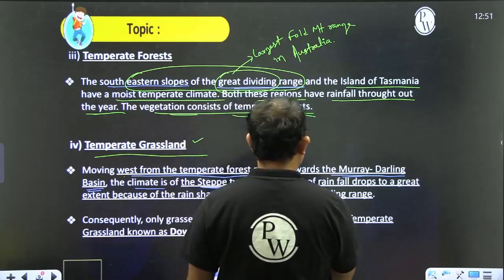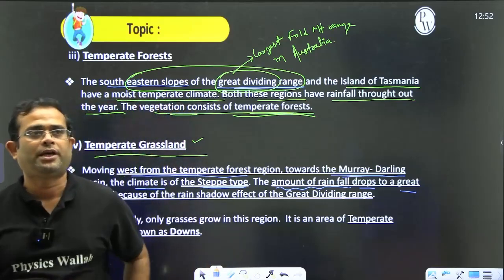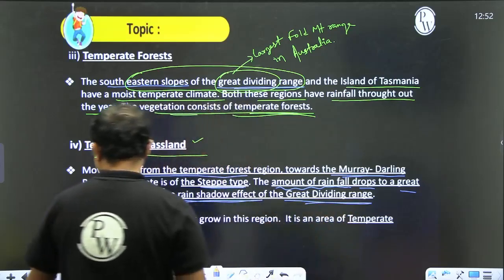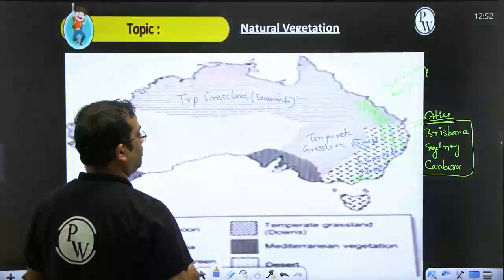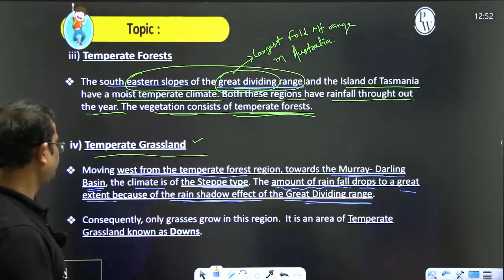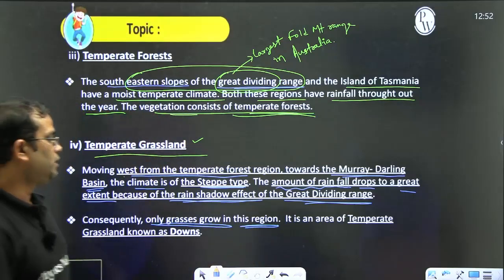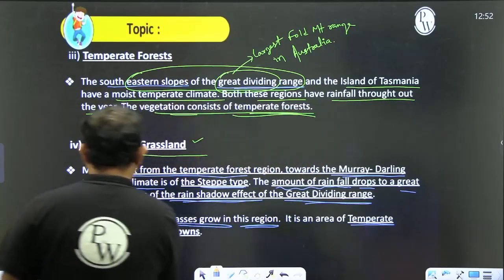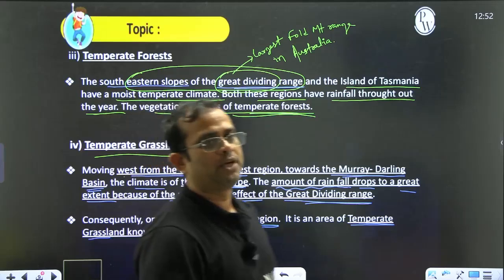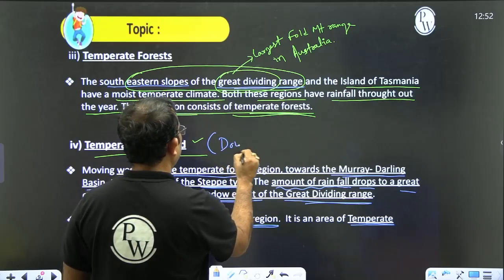The amount of rainfall drops to a greater extent because of the rain shadow effect of the Great Dividing Range. Consequently, only grasses grow in these regions. It is an area of temperate grassland known as the Downs. Basically, in such areas grasslands have grown. That is your Downs.